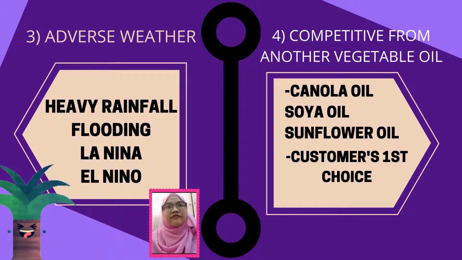Weather is one of the key factors to increase demand and supply of Malaysian palm oil. However, due to adverse weather such as heavy rainfall and flooding, production of palm oil will be disrupted, especially in harvesting oil palm. This event caused a decrease in demand and supply.